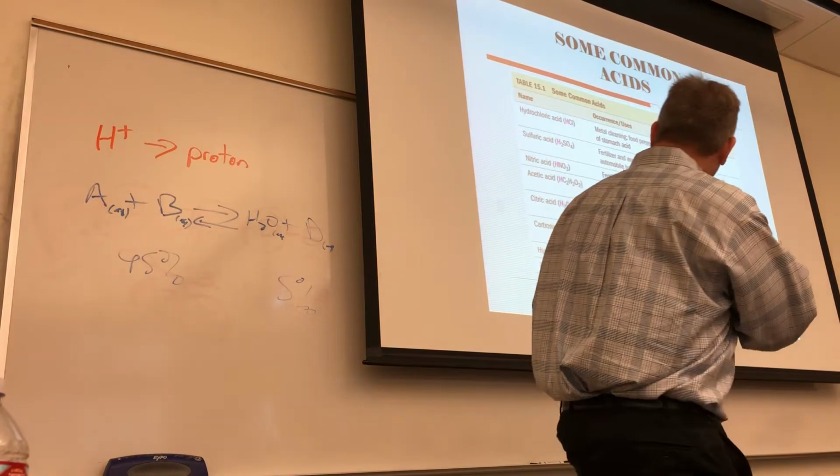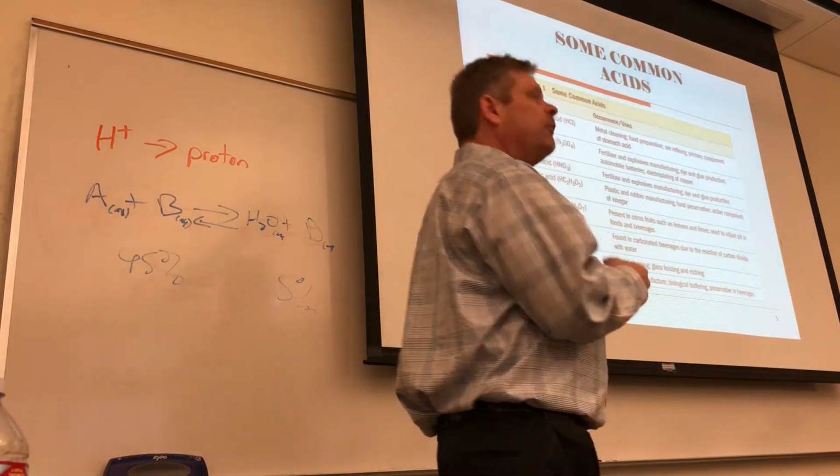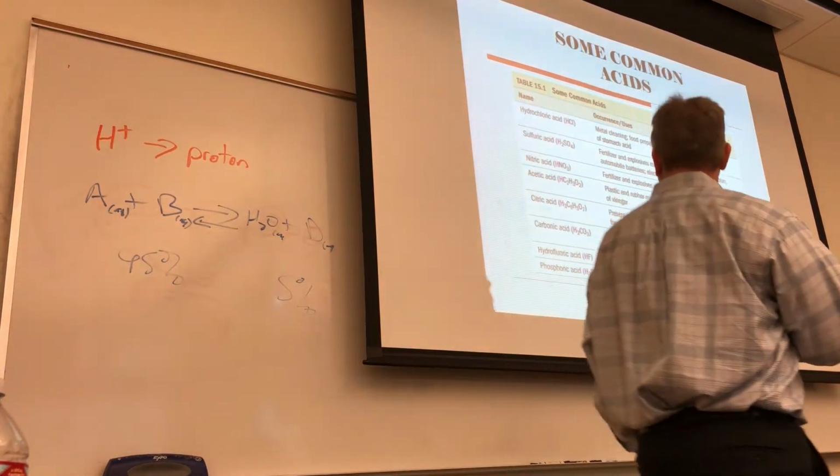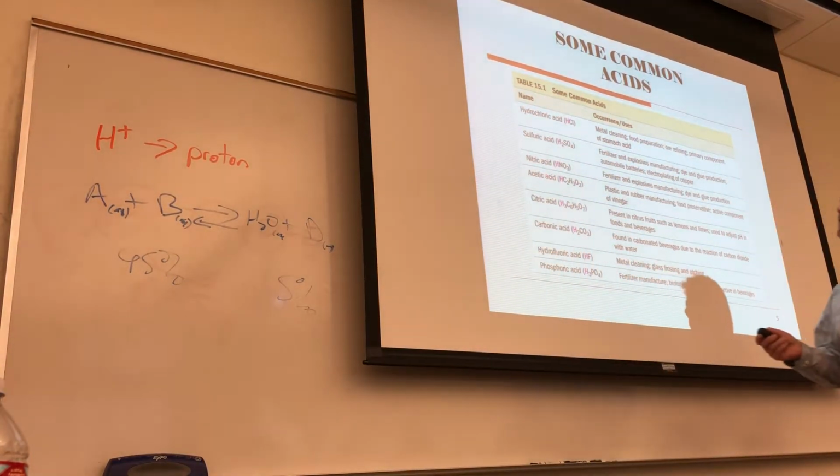Okay, some common acids in terms of what you might come across even in the household, things like HCl, sulfuric acid, nitric acid, citric acid, carbonic acid, hydrofluoric and phosphoric acids. Here are just some uses: metal cleaning, food preparation. You could find other things too.